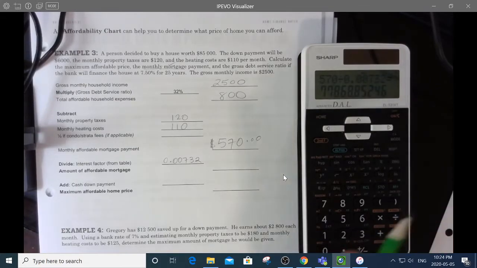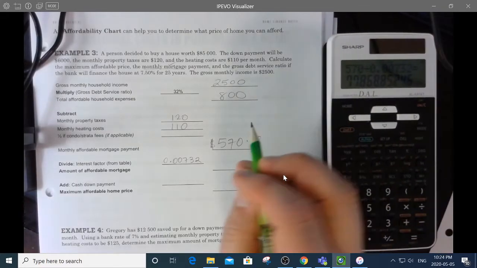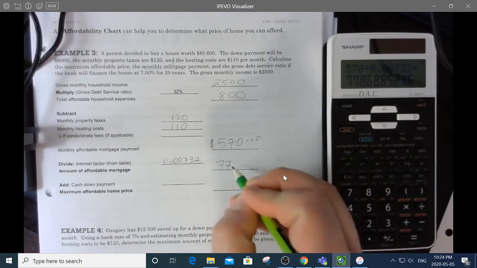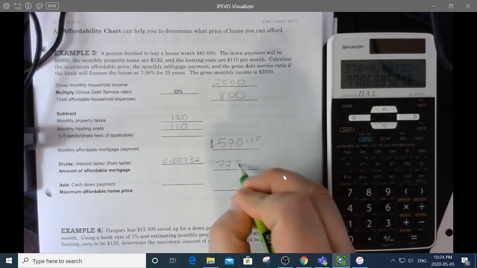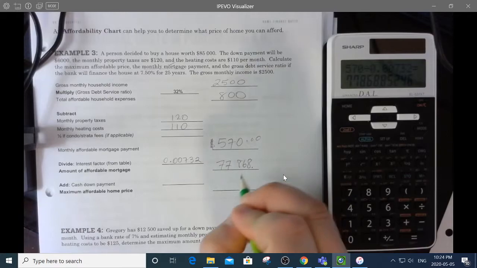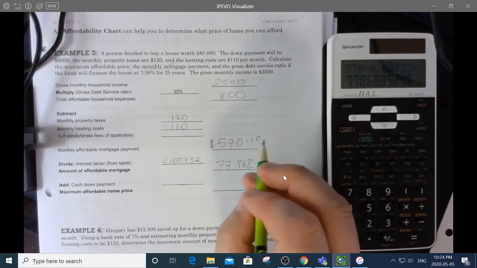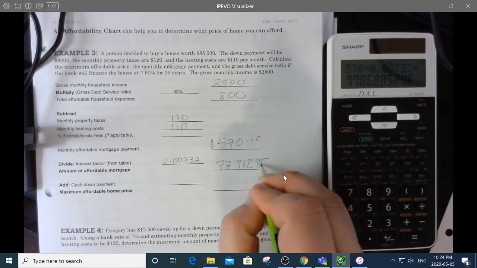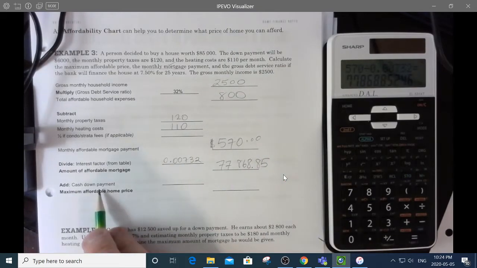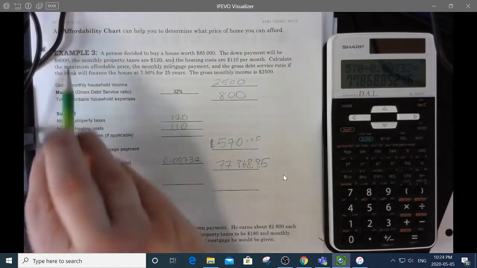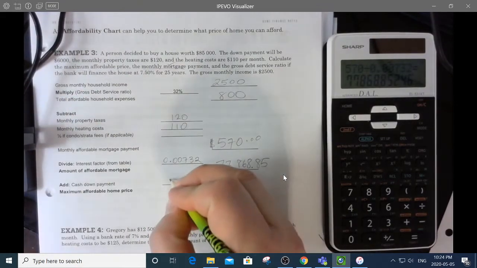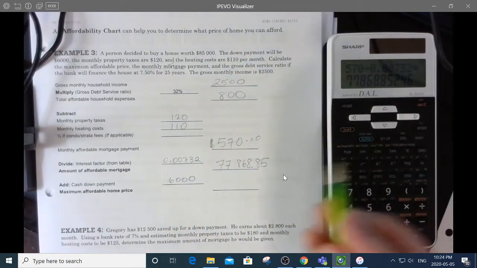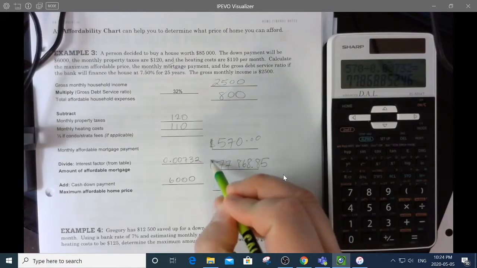and that gives me an affordable mortgage of $77,868, and then watch out, this is money, so round it to the nearest cent, and 85 cents. Now, they do have a down payment, right? They have a down payment of $6,000, so put $6,000 here.